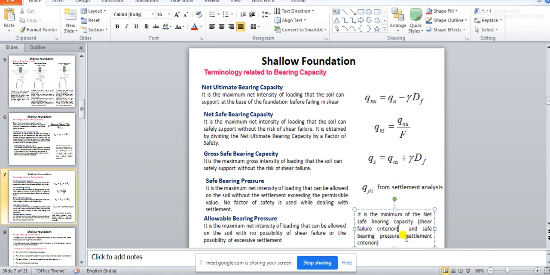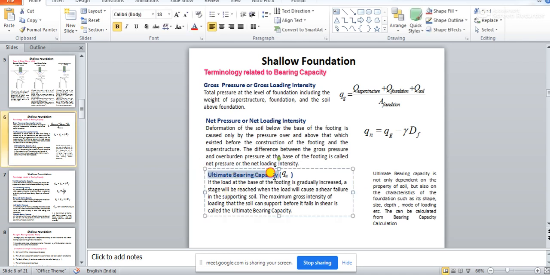Let us now try to understand the next part. You have seen the ultimate bearing capacity. For any shear failure criteria, if you want to find out the failure of the soil under the foundation, then you must be able to calculate the ultimate bearing capacity.